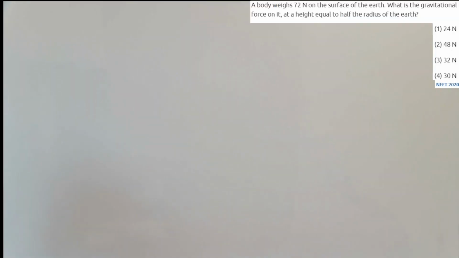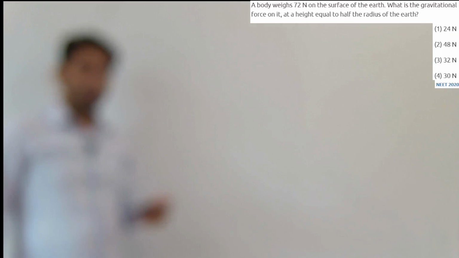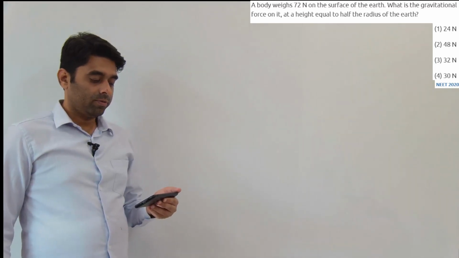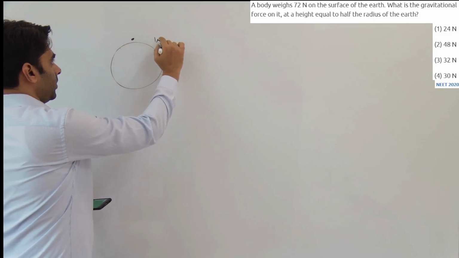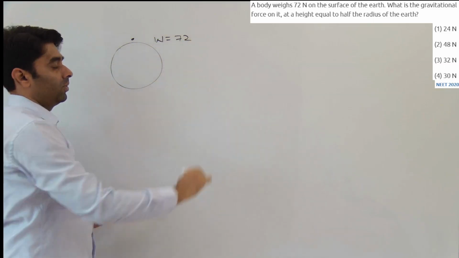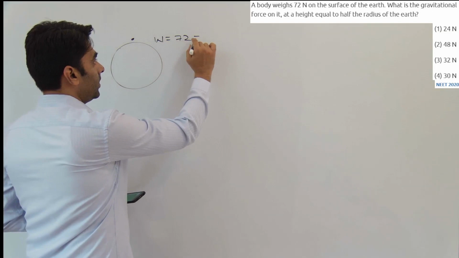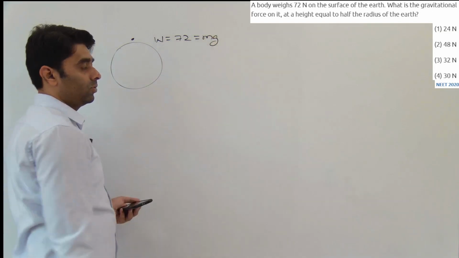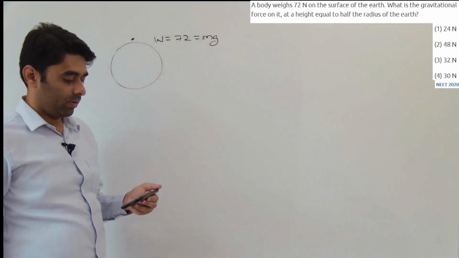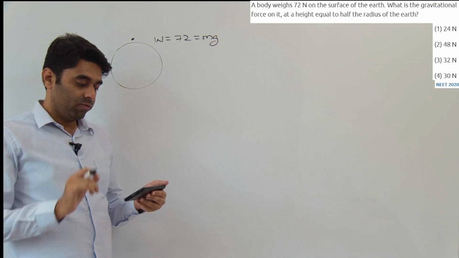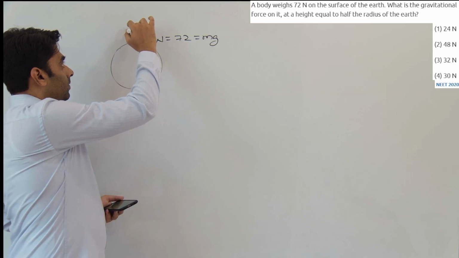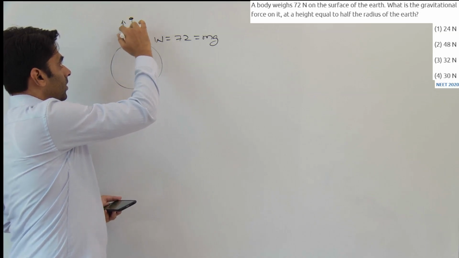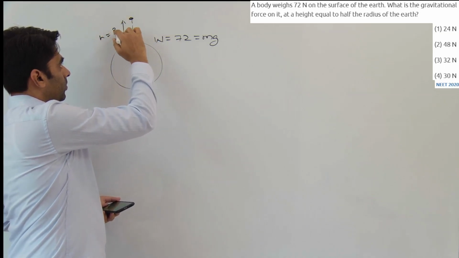The question says a body weighs 72 Newton on the surface of Earth. What is weight? Weight is basically m into g, the gravitational force. So the mg value is 72 Newton, given to us. What is the gravitational force on it at a height equal to half the radius of Earth? That is, at a height h equals r by 2.